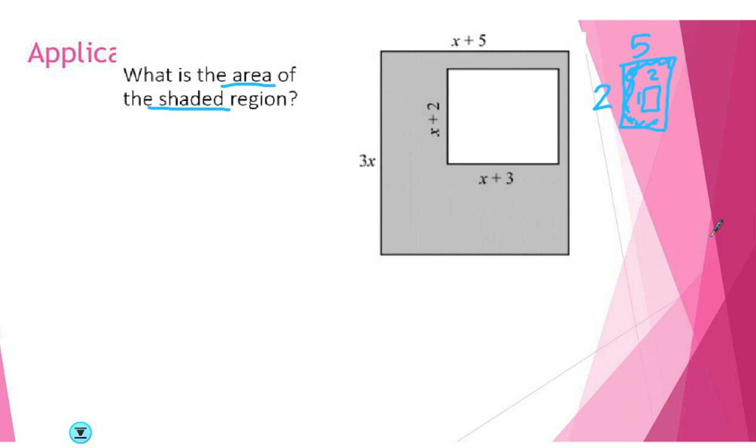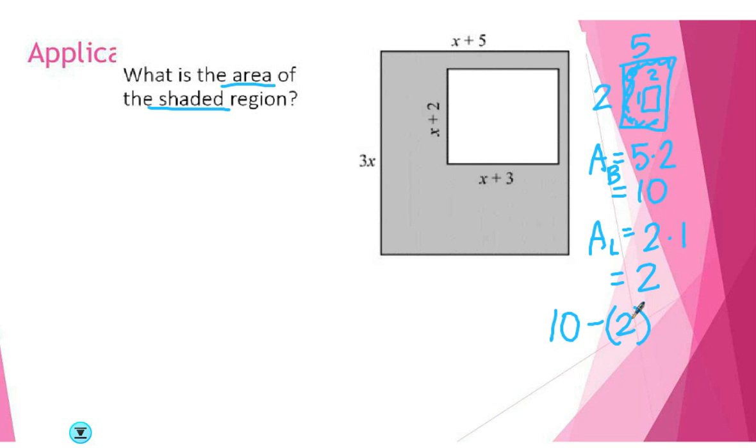Well, what we could do is find the area of the whole thing. So 5 times 2 is 10. The area of the little one is a 2 by 1. So 2 times 1, which is 2. And then all I'm going to do is take the area of the big one, and subtract the little one. If I distribute my negative, it becomes 10 minus 2, which is 8. So we're essentially going to do the same thing. That's just a soft example for you.